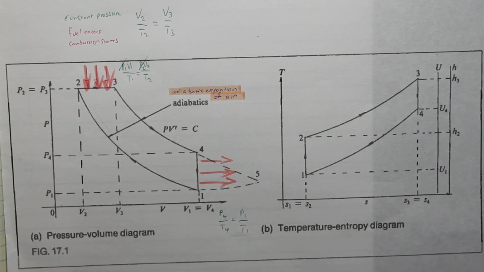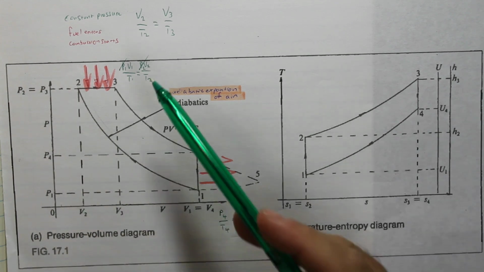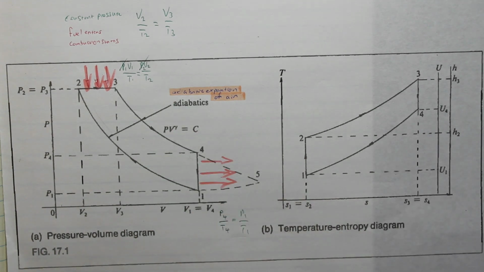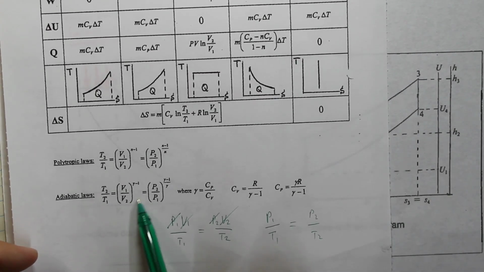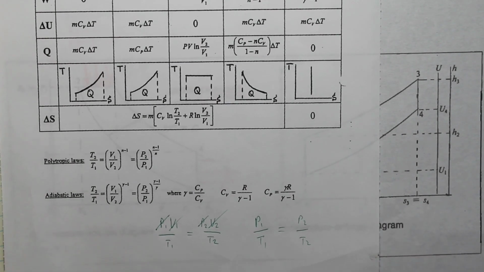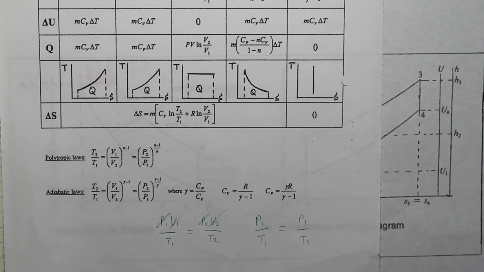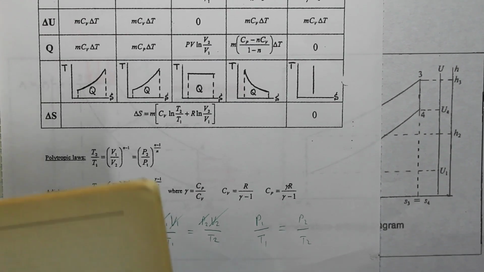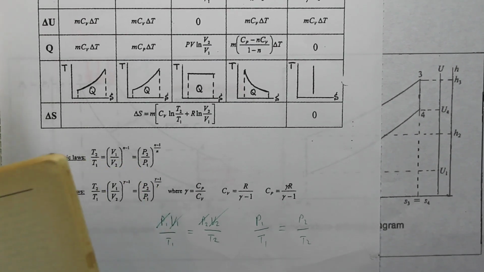Okay, so that's it. They're going to ask you to just figure out all these points, and you just need to know this formula, P1 V1 over T1 equals P2 V2 over T2, and you need to know the adiabatic laws. Okay, and that's it. So in the next video, we will do a problem working out the thermal efficiency of a certain engine. All right, so we will do that in the next video.